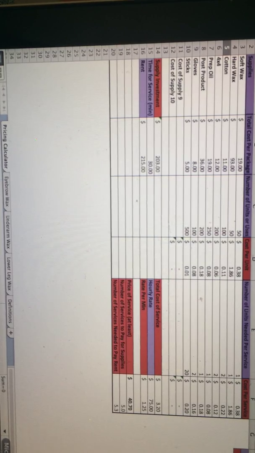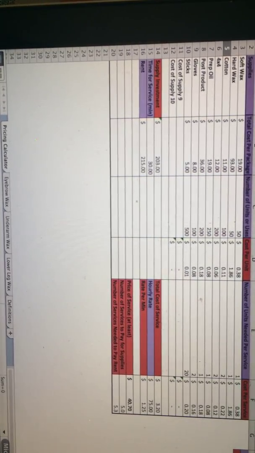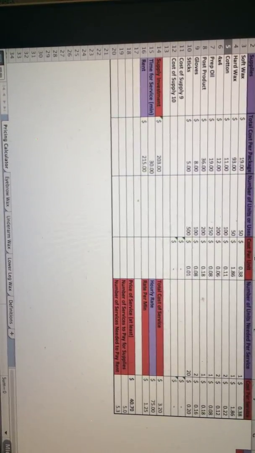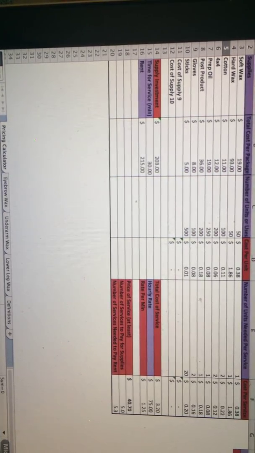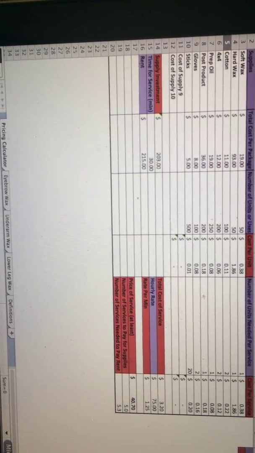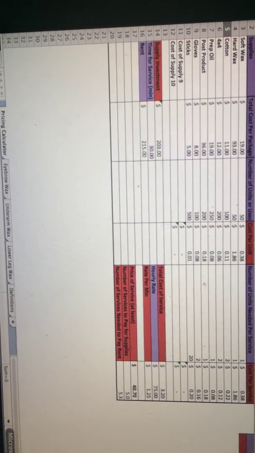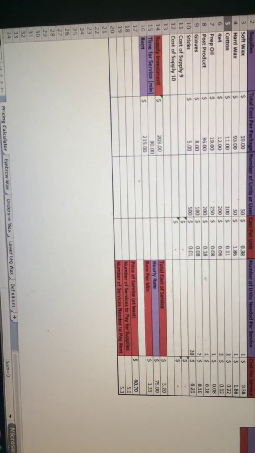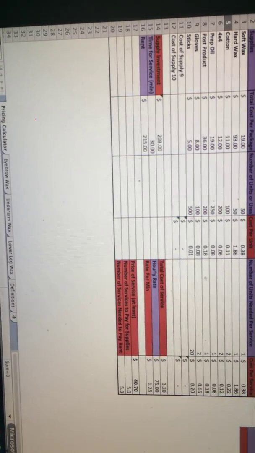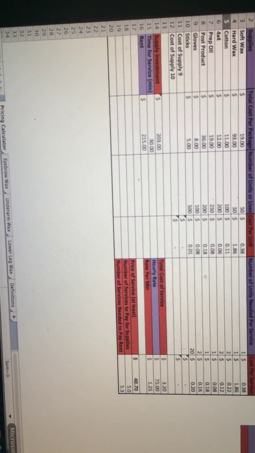For other things, there might be a more concrete number that you could use, like for my cotton, 100 strips come in a pack. So I know exactly that there are going to be 100 units in that. Then we have the cost per unit, which breaks down how much each individual piece of cotton would cost in that pack.